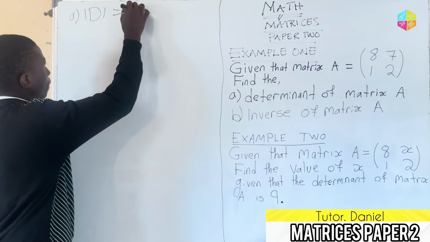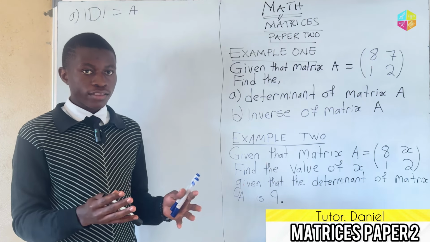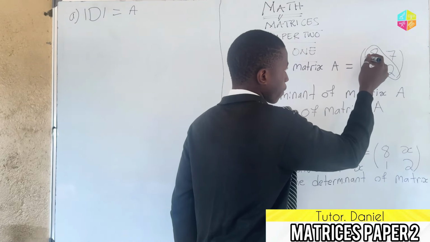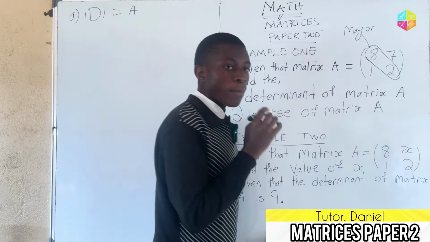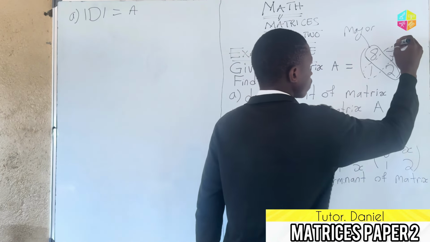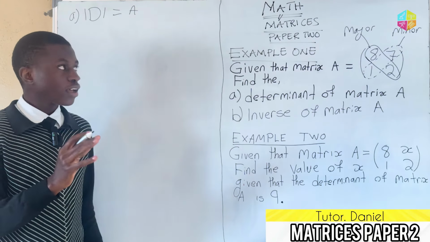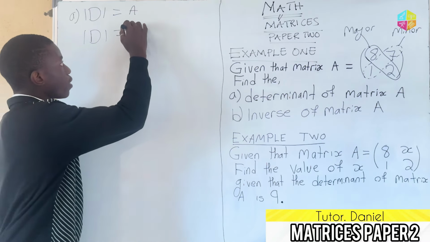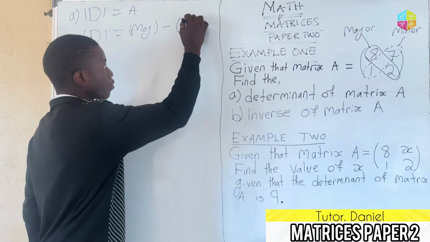Determinant of matrix A. So how to find the determinant? We need to subtract the major diagonal and the minor diagonal. So the major diagonal is this one over here. Then the minor diagonal is this. So for us to get a determinant, we need to subtract the major diagonal and the minor diagonal. So our determinant is equal to our major diagonal minus our minor diagonal.